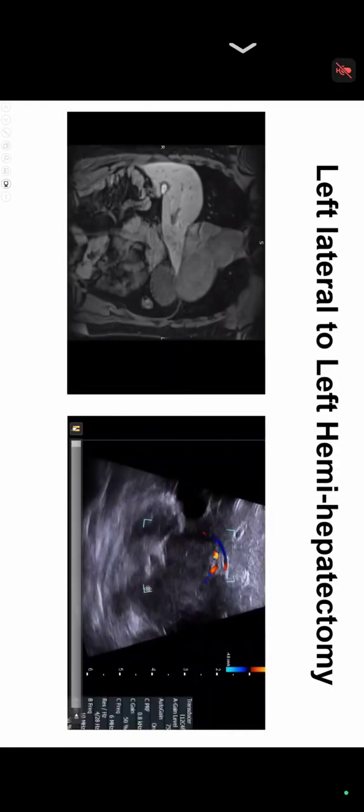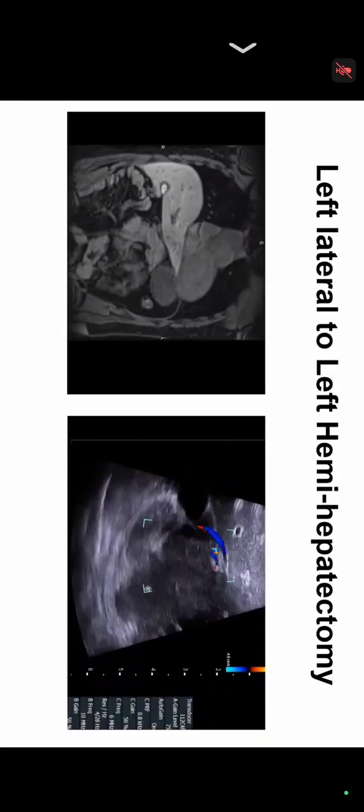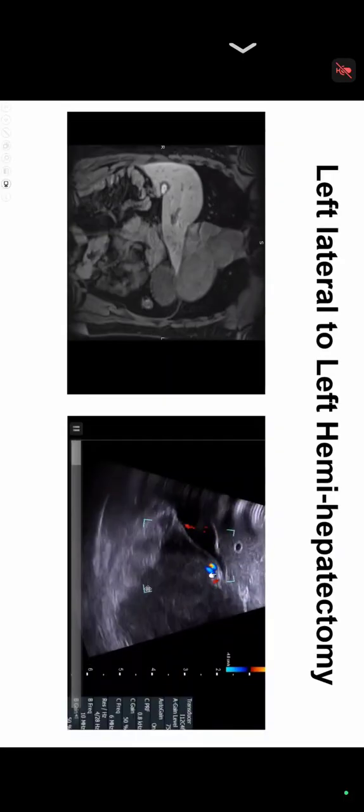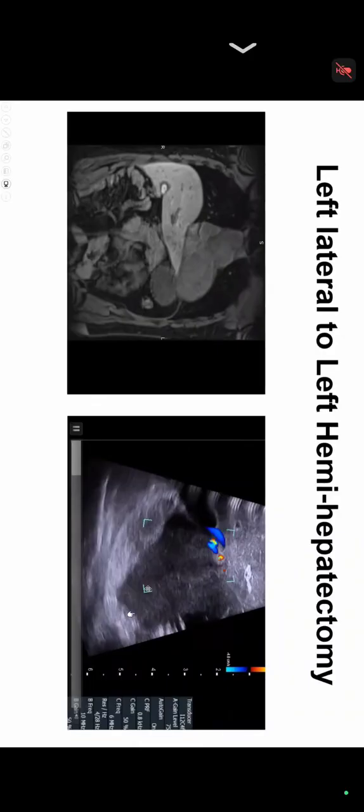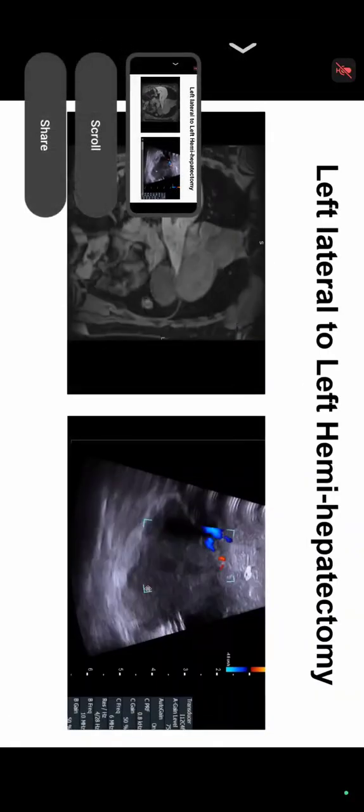But when we did the intraop ultrasound scan, okay, the tumor was much bigger. It was involving the left portal vein. That's the left portal vein. It was also involving the left hepatic vein. So we ended up doing a left hepatectomy.